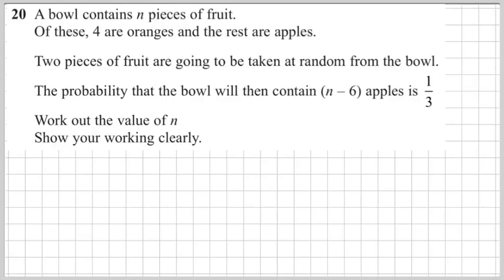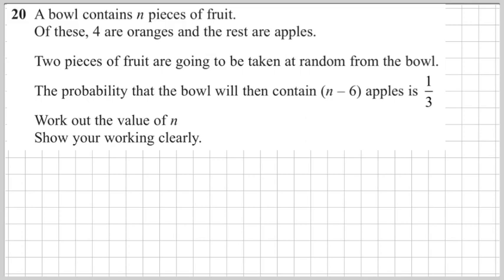So here we have a conditional probability problem. How do we know it's a conditional probability problem? Well, this question is of a fairly standard structure. You've got a number of pieces of an object, there's two different types of it, and you're going to draw them at random.